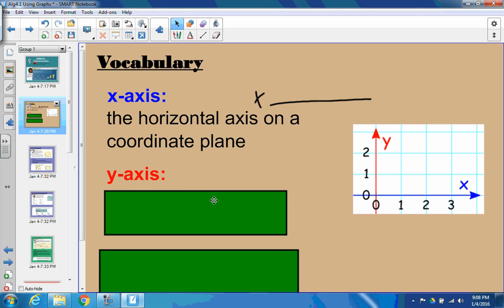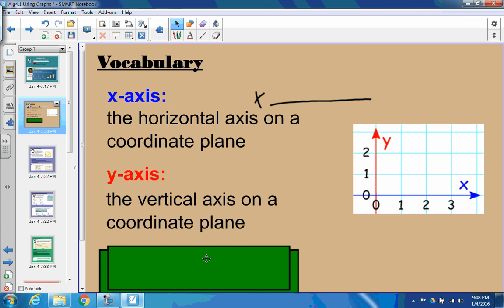The vertical axis is the Y axis. I don't know if you want to remember it as the taller of the two letters. Y is a taller letter. Or you go in an elevator before you go up, so X goes before Y. X would be going in an elevator, and Y would be going up. That's another way to remember it. But those are the X and Y axes.